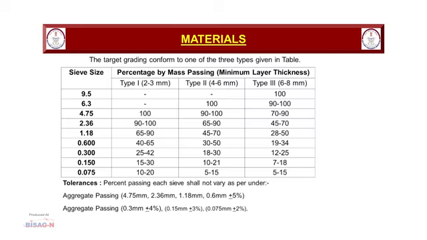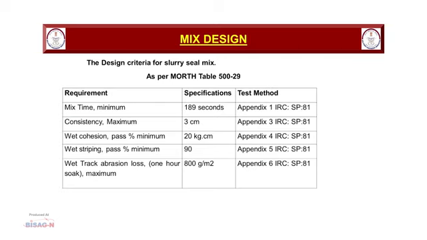Materials: type 1 thickness ranges from 2 to 3 mm, type 2 4 to 6 mm, type 3 6 to 8 mm. For type 1 the percentage passing the 4.75 mm sieve is 100 percent. For type 2, 6.3 mm, 100 percent. For type 3, 9.5 mm sieve, the percentage passing is 100 percent. Aggregate passing between 4.75 mm and 600 micron is 5 percent plus or minus, passing 300 micron is 4 percent, passing 150 micron is 3 percent, and 75 micron is plus or minus 2 percent. The mix design we generally refer to as per MORTH table 529.